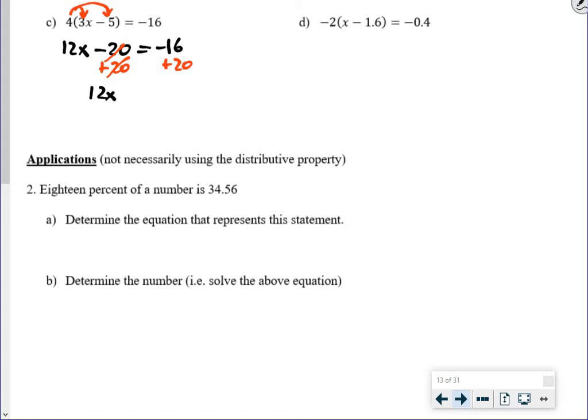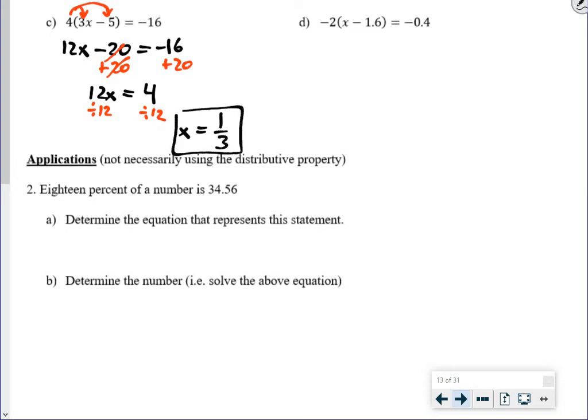So now I have 12x, and negative 16 plus 20 is positive 4. I need to get rid of the 12, divide both sides by 12. 4 divided by 12 is a fraction. 4 over 12 reduces to 1/3.